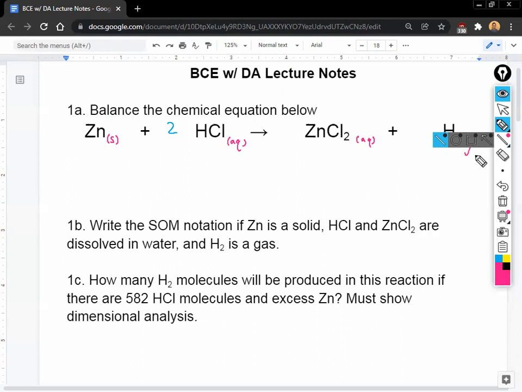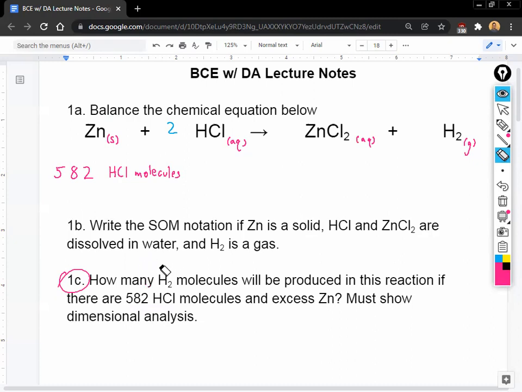There's only one number, guys. Not two. 582, that's the only number in part C, guys. Okay, so this is our starting number. This is our given number. Our given number is 582 because it's the only number that's written. So just like before for dimensional analysis, we're going to write 582, and we can never just write the number. We have to write the unit of measurement, which is HCl molecules. Okay, so that's our starting number.